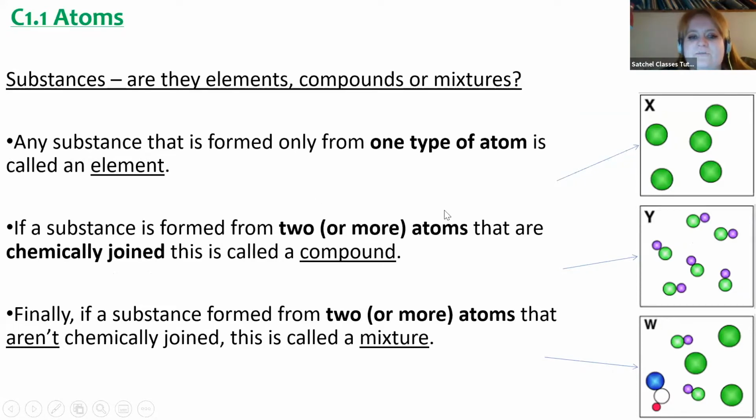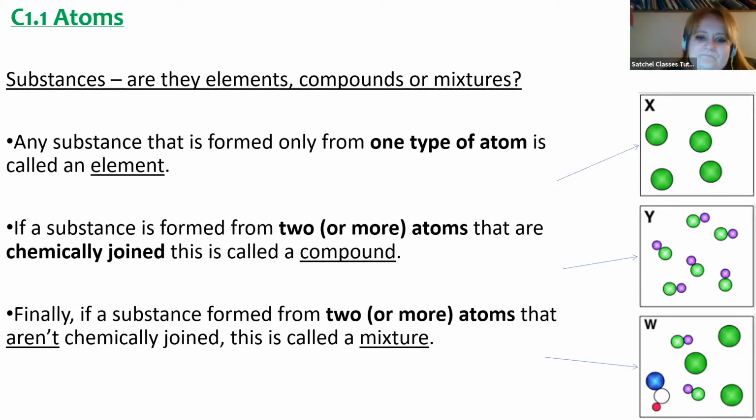Two or more atoms chemically joined is called a compound. Water is a compound because it's H2O, hydrogen and oxygen. Carbon dioxide is a compound because it's carbon and oxygen. Sugar is another one, so you may know C6H12O6 from photosynthesis: carbon, hydrogen, oxygen. These are kind of similar, aren't they? But salt, sodium chloride, is also a compound. So lots of things are compounds. If they're not on the periodic table and they're still chemically joined, they're a compound.